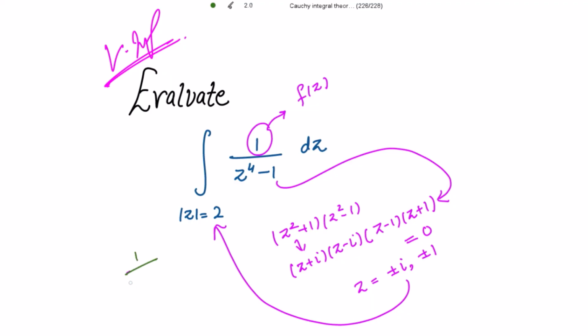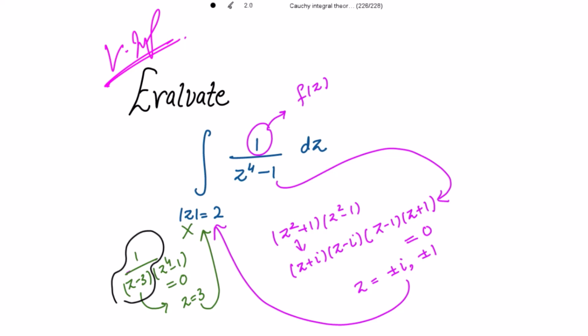If in case I'm having the denominator as (z minus 3) into (z to the power 4 minus 1), then if I equate this denominator equal to 0, from this factor I'm getting the point z equal to 3, which does not lie inside this circle. So for this case, I have to consider f(z) to be 1 divided by z minus 3. So for the factors which, when equated to 0, give points not lying inside the circle, we have to take that factor with the numerator for making our f(z). Is it okay? Fine? Alright.